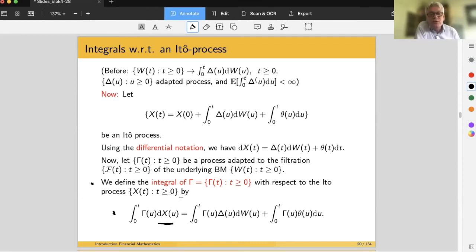So in fact, what we do, if you look at the definition, so here you see the definition in differential notation, the definition of the Ito process, we substitute this in the definition in order to get the integral. So dx is replaced by delta t dW t, which is in this term, plus theta t dt, which is in this term. And that defines the integral of gamma with respect to the Ito process x.